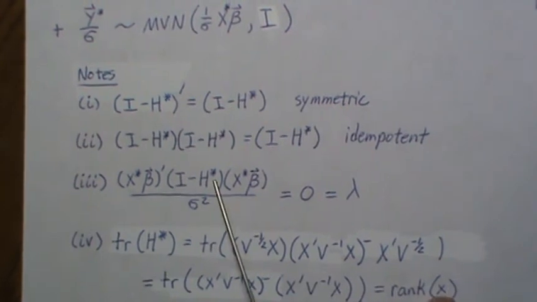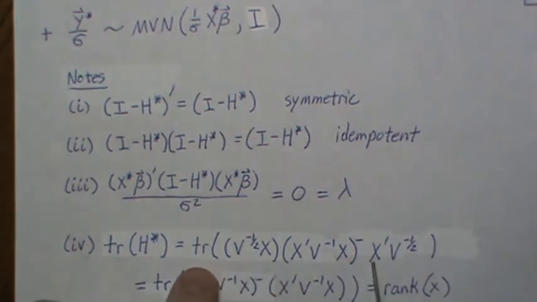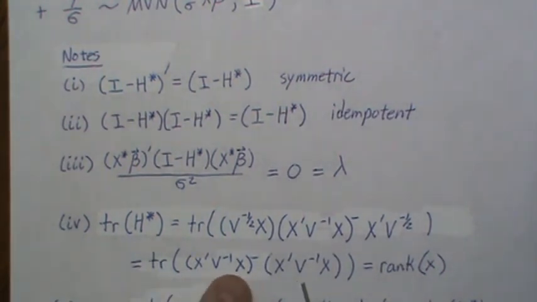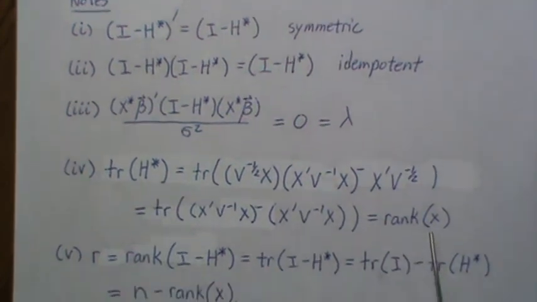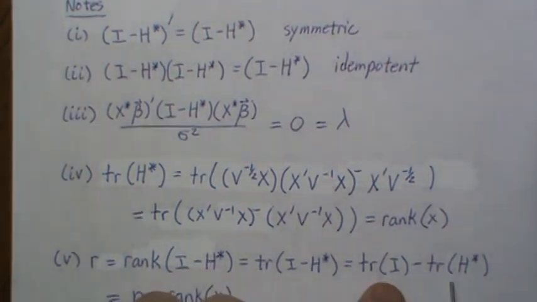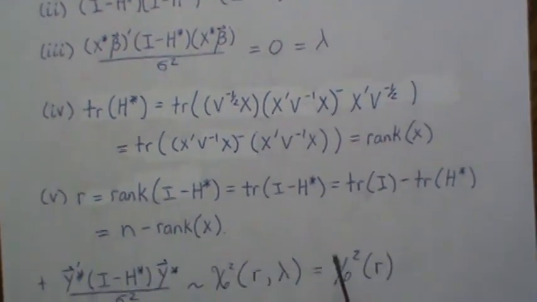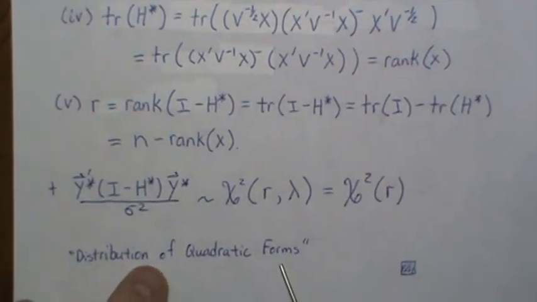The trace of H star is, if we put in what H star is, right, and then we can move this to the back side and we get this, and then we just showed that the trace of this is actually the rank of X. We just showed it on the previous page. Then that says if we let r be the rank of this symmetric idempotent matrix, since it's idempotent, it's the trace, but then the trace, you break them up, and then that is n minus the rank of X.